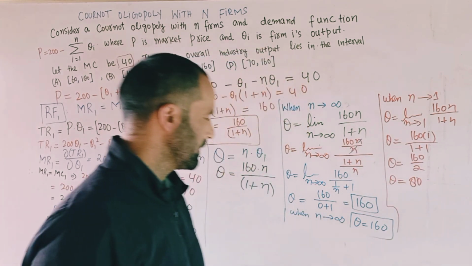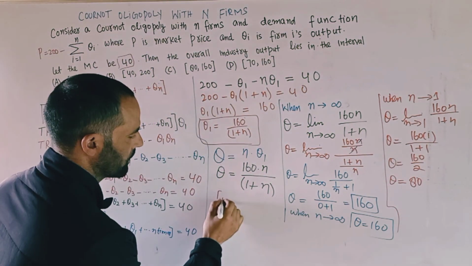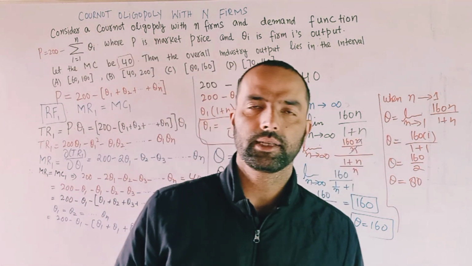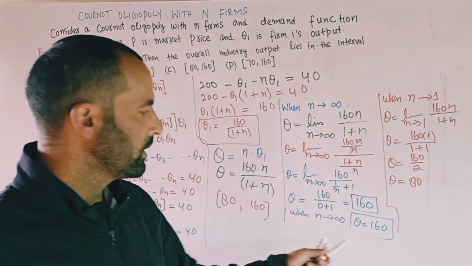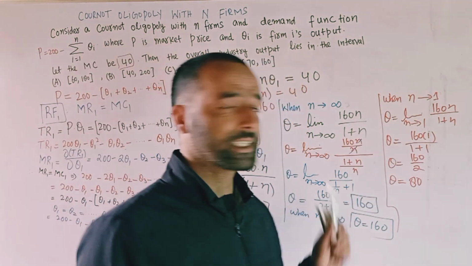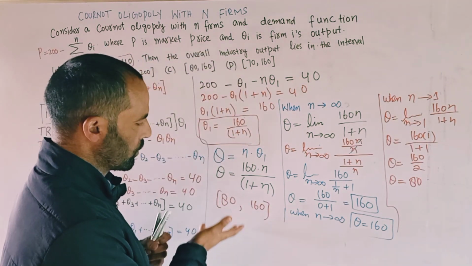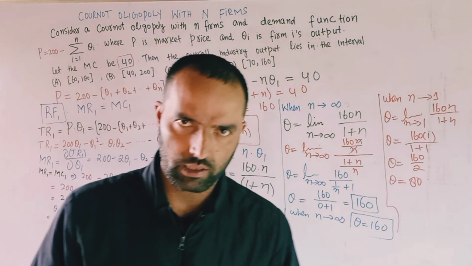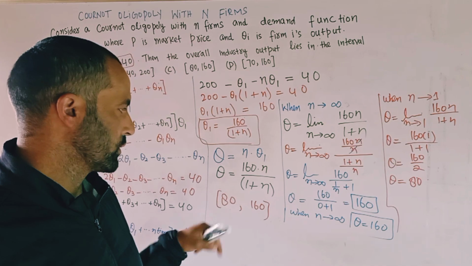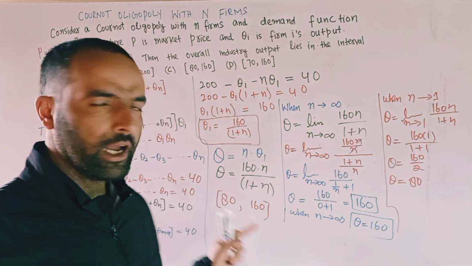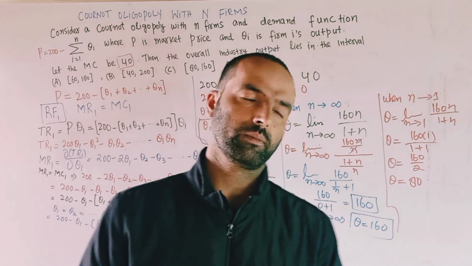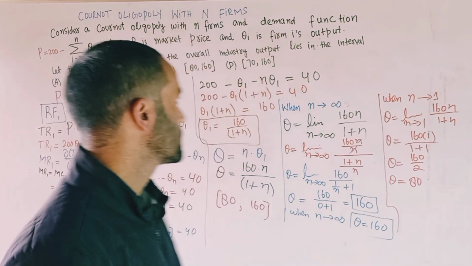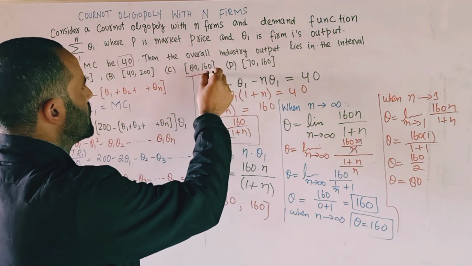So what interval did we get? We got the interval as 80 and 160. When we have only one firm, that is the case of monopoly. And when we have infinitely large number of firms, that means the case of perfect competition. So industry output will lie between 80 and 160 depending upon the number of firms. If we have only one firm, then industry output will be the monopoly output, that is 80. And if we have infinitely large number of firms, then n tends to infinity and the industry output will be equal to 160. So the correct option, I guess, should be 80 and 160.